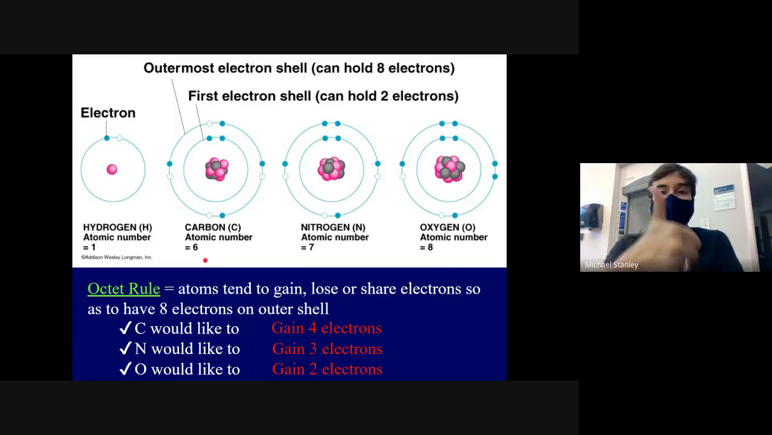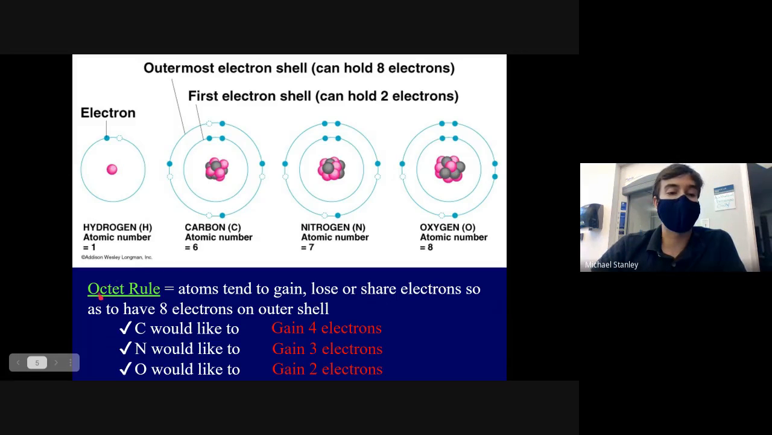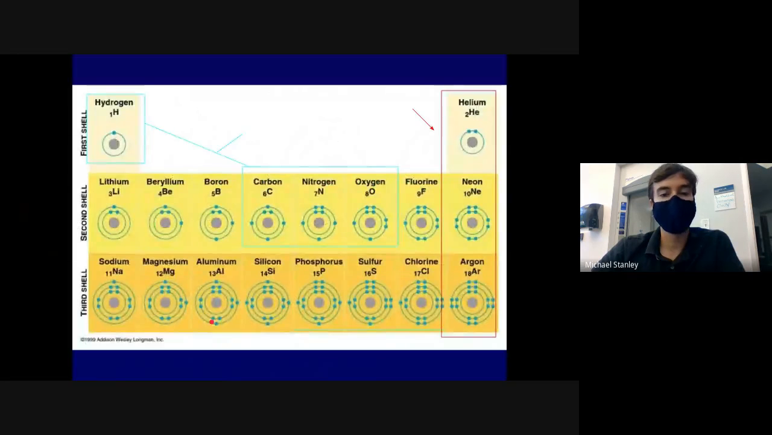So again, valence electrons are the ones on the outside shell, and all atoms want to try and make it so that they have 8 electrons on that outside shell. Here are some more examples of atoms and their electron setup. Here are the 3 that we were talking about earlier. Carbon has 4 valence, nitrogen has 5 valence, oxygen has 6 valence.